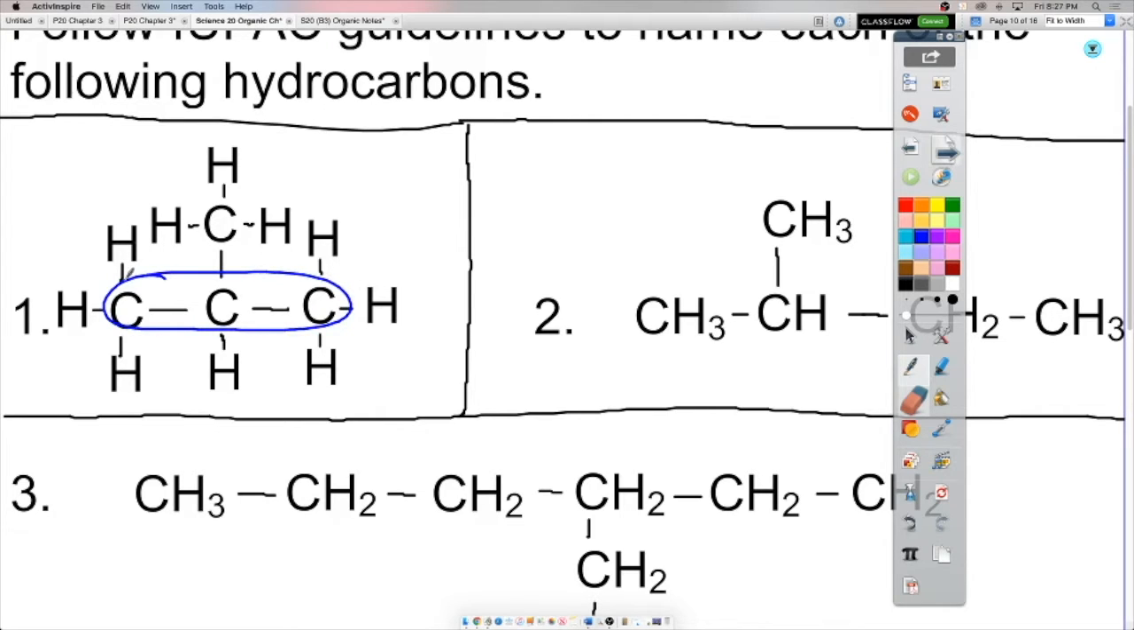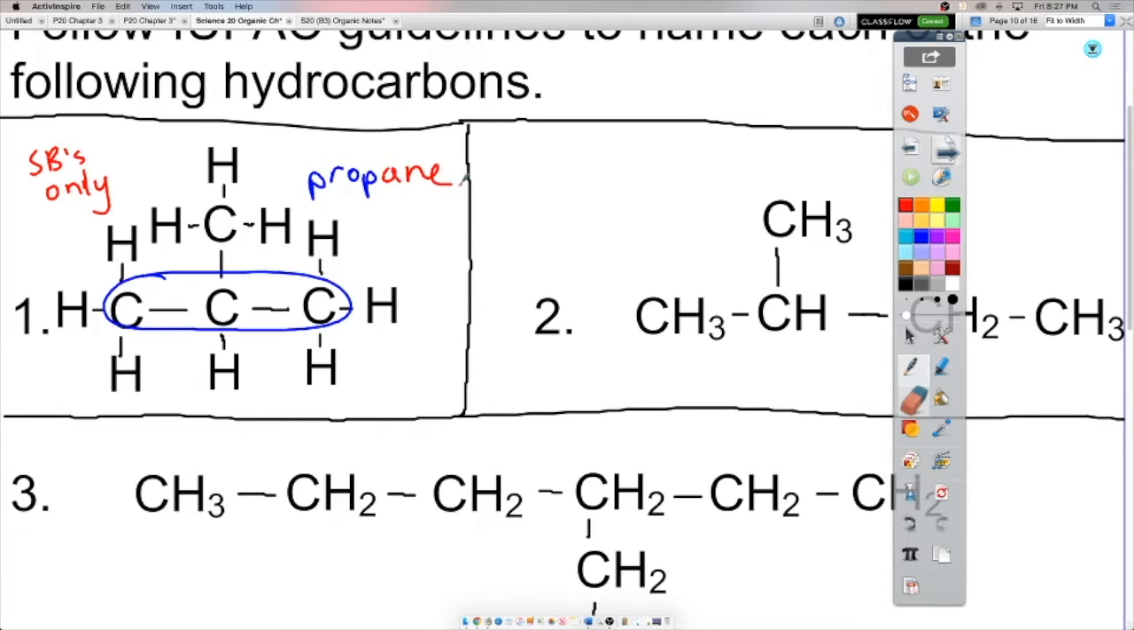There's our parent chain. How many carbons are in it? 1, 2, 3. So what is the prefix that goes with 3? Prop. Prop, okay, from page 9 you can check. Now the next thing we check for is any double or triple bonds. Well, I don't see any, I only see single bonds. So that tells us the ending, right? Single bonds only, and the ending, that means, will be ane.